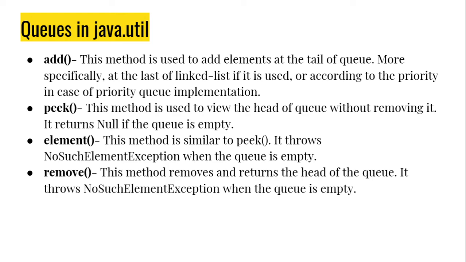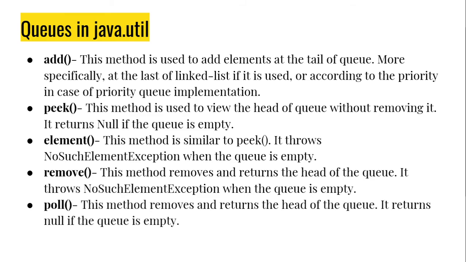We have the remove method that is implemented in linked list. So this is the dequeue operation in linked list implementation, the remove method. It will basically remove and return the head of the queue. If the queue is empty, it will throw a NoSuchElementException. We have another method called the poll method. This method removes and returns the head of the queue, somewhat similar to the remove method, but it returns null if the queue is empty.